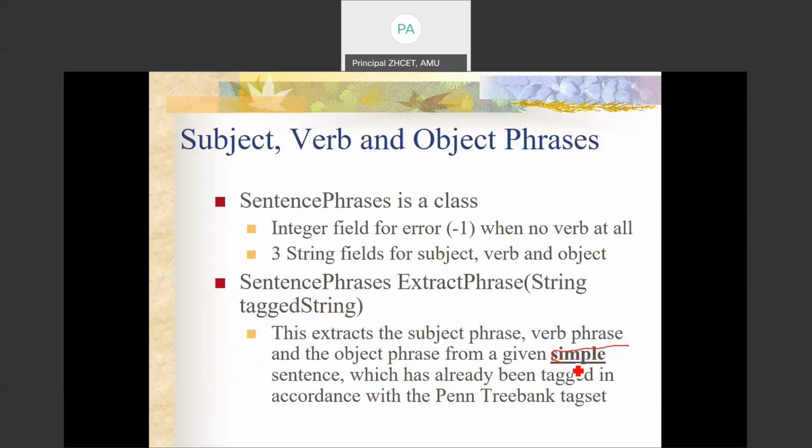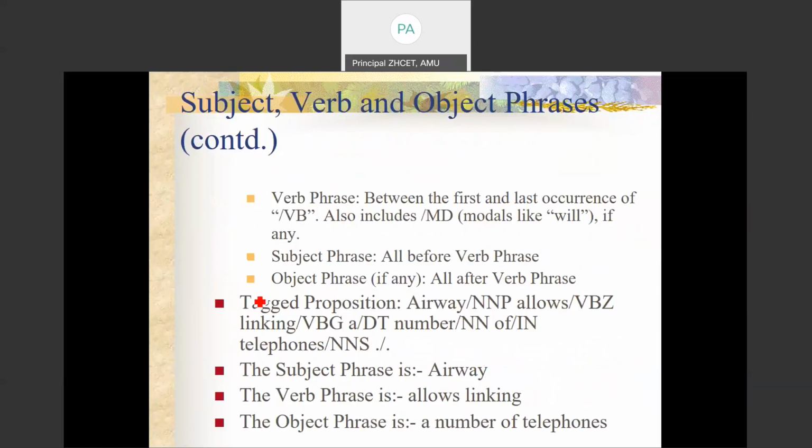Simple is important. It should have only one verb in the sentence, which has already been tagged in accordance with the Penn Treebank tag set. So take a simple sentence, tag it, and give it to this extractPhrase method. Now again, what will happen? The verb phrase is between the first and last occurrence of VB. It may also include modals like will, if there are any. Subject phrase is all before the verb phrase, and object phrase, if any, is all after the verb phrase.